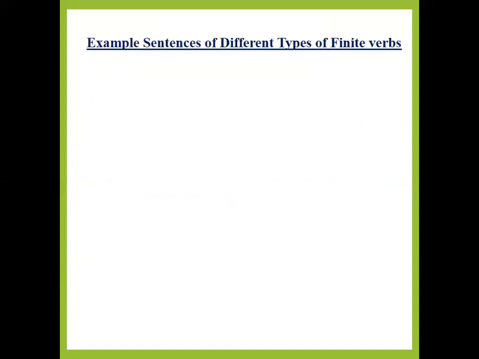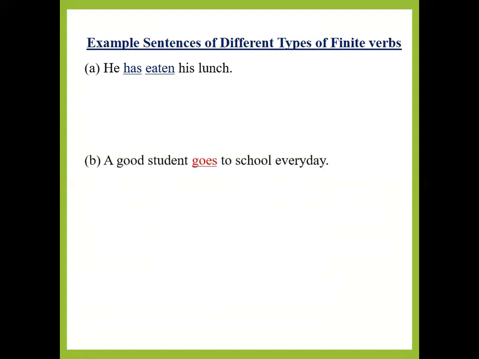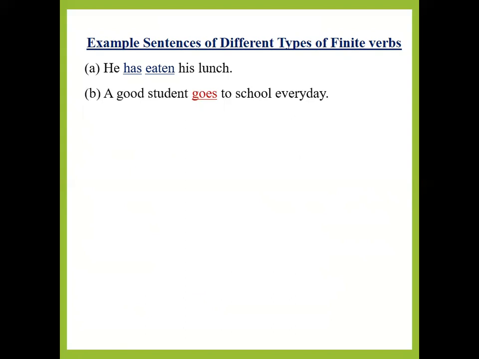Example sentences of different types of finite verbs. A, he has eaten his lunch. In this sentence, there are two verbs, has and eaten. Has is used here as a helping verb and eaten is the principal verb. This is the past participle form of eat. B, a good student goes to school every day. In this sentence, there is only one verb, that is go, and it is a principal verb.